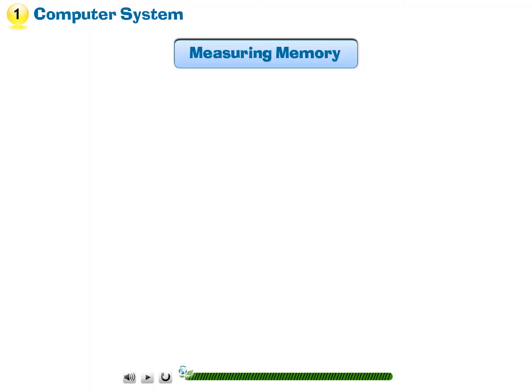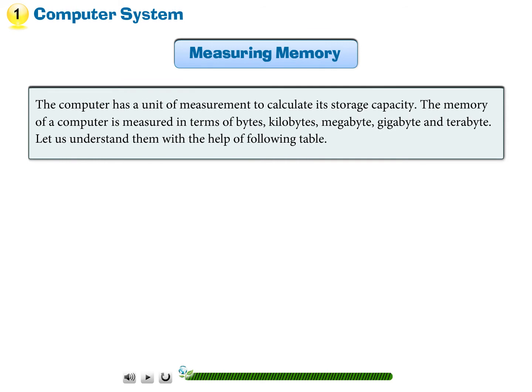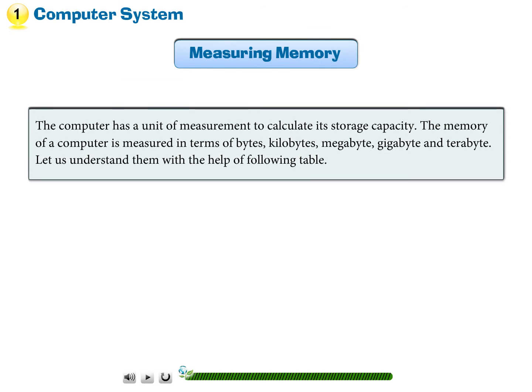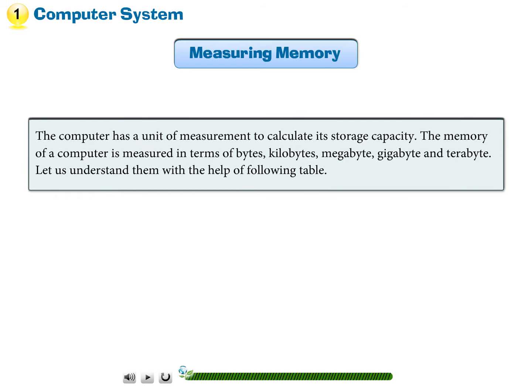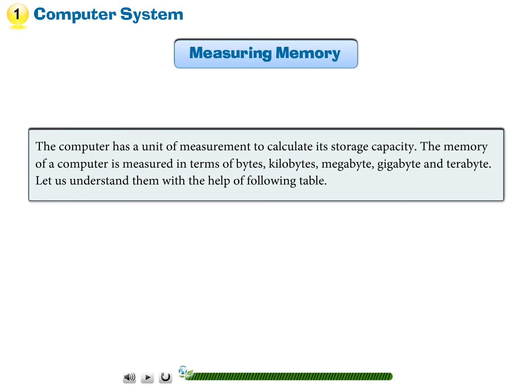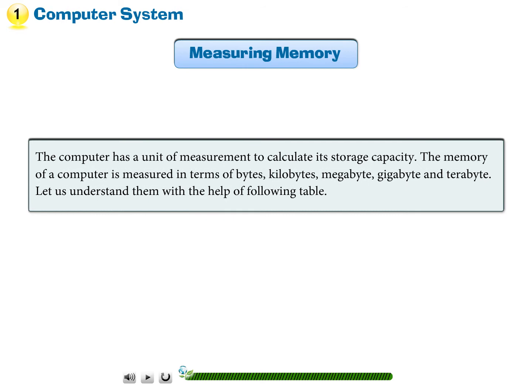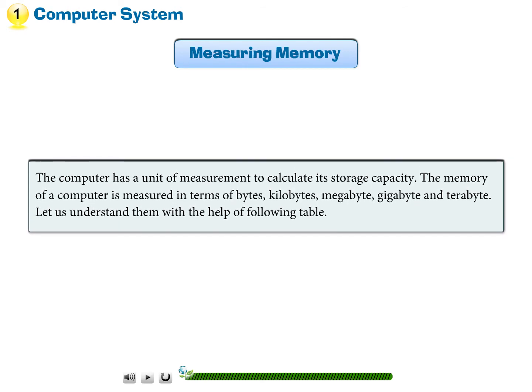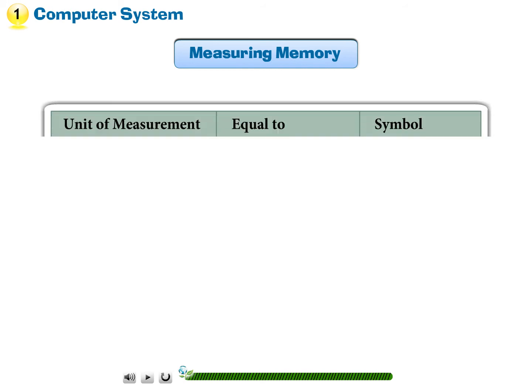Measuring memory. The computer has a unit of measurement to calculate its storage capacity. The memory of a computer is measured in terms of bytes, kilobytes, megabytes, gigabytes, and terabytes. Let us understand them with the help of the following table. Unit of measurement, equal to, symbol.